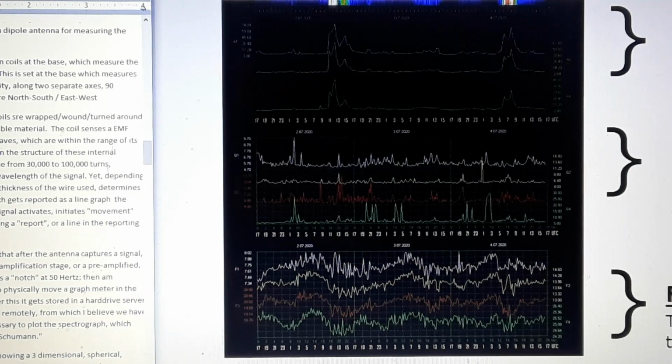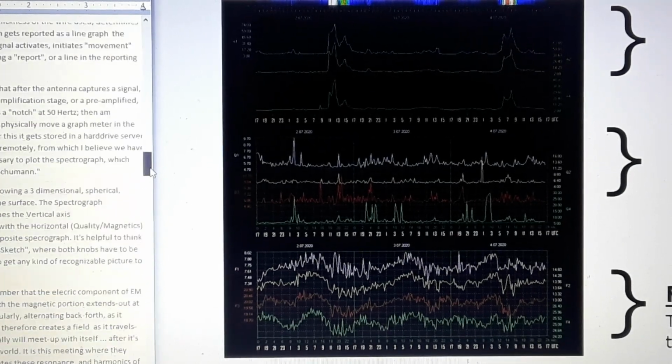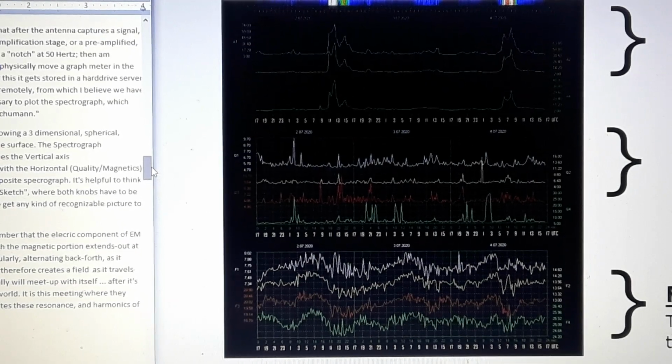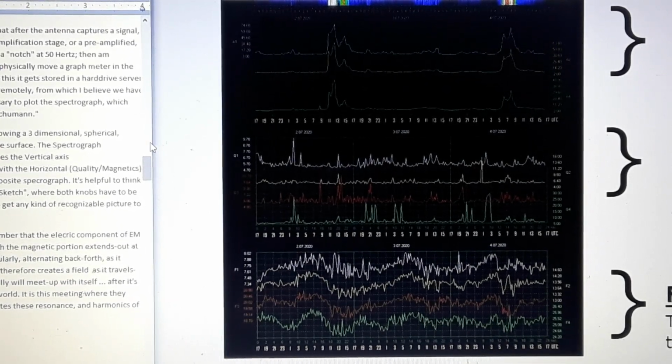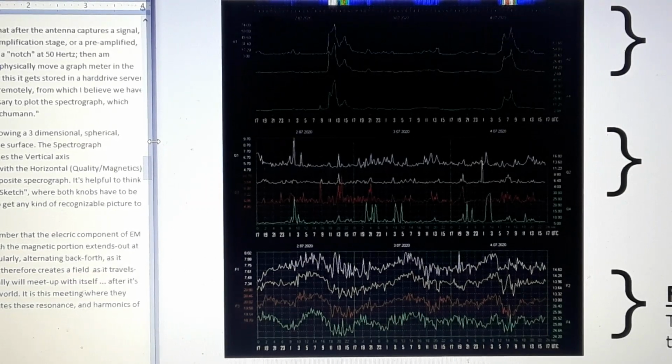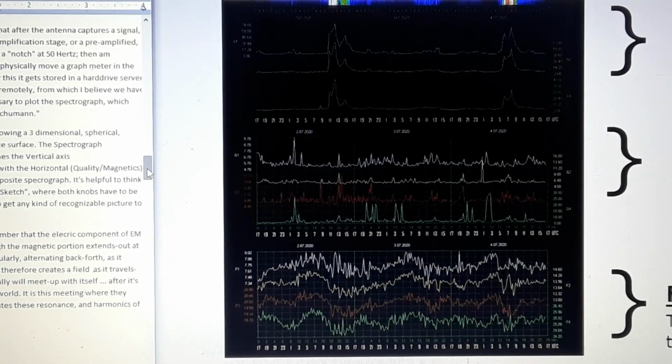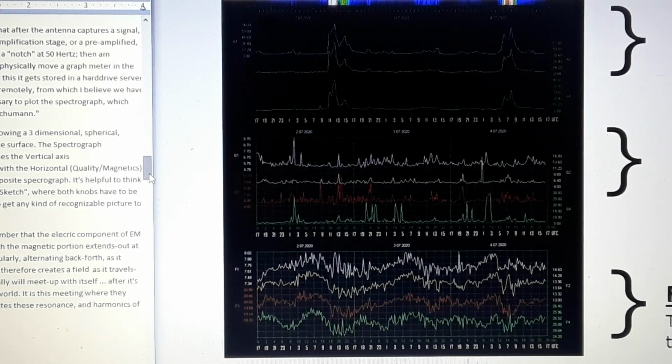It is important to note that after the antenna captures a signal, it goes through the amplification phase. There's a preamplifier, and there's a noise filter, such as a notch at 25 hertz. That's a common thing, to find the 50 hertz notch. There may also be other notches depending on certain frequencies. Then an amplifier allows it to physically move the graph. After this, it gets stored on a hard drive server in a database, and then they pull the data necessary for the spectrograph, which is way up here.